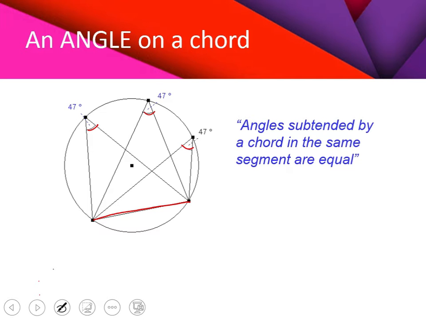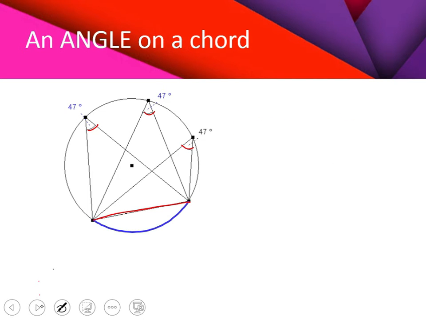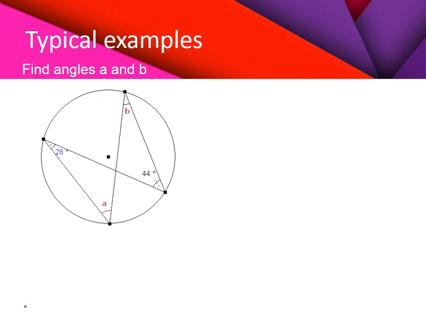So angles subtended by a chord in the same segment are equal. So we have segment, and then all these angles are equal. So angles in the same segment are equal. This is one of the properties of a circle, that angles in the same segment are equal.